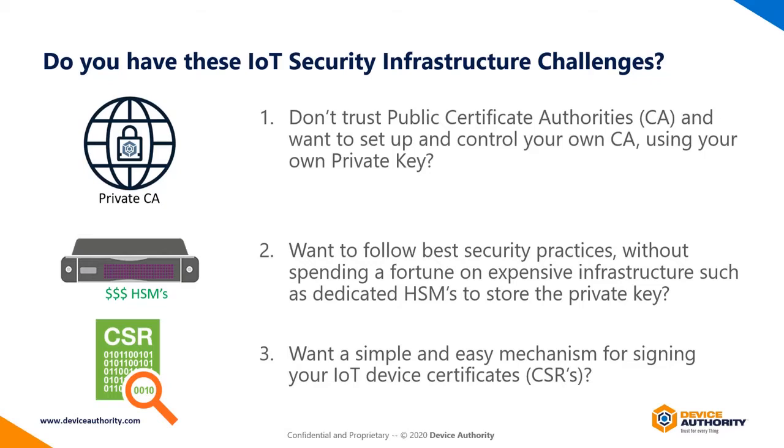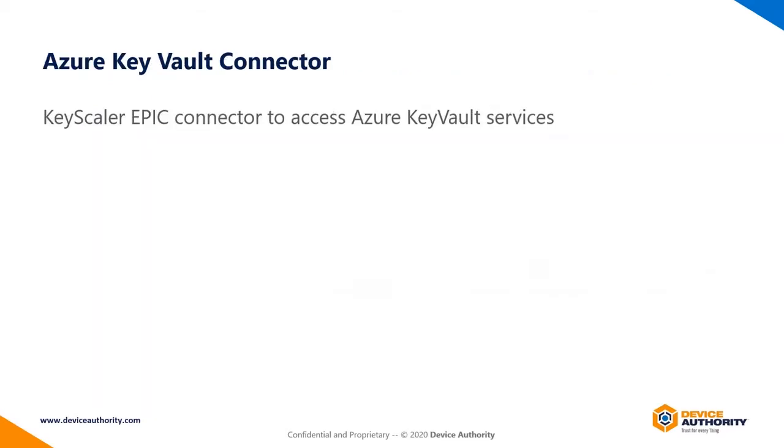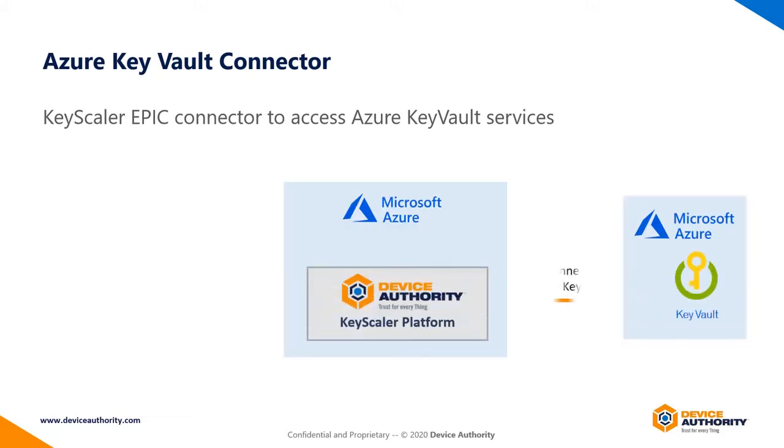solution. This can all be achieved because of a single integration of KeyScaler platform with Azure KeyVault. At Device Authority, we have built a connector using our Epic API framework, or Enhanced Platform Integration Connector, to leverage Azure KeyVault services. This enables the use of KeyVault for private certificate authority services, including the use of customer BYOK model, and provides a secure mechanism to store private keys as a very cost-effective alternative to using a dedicated HSM.